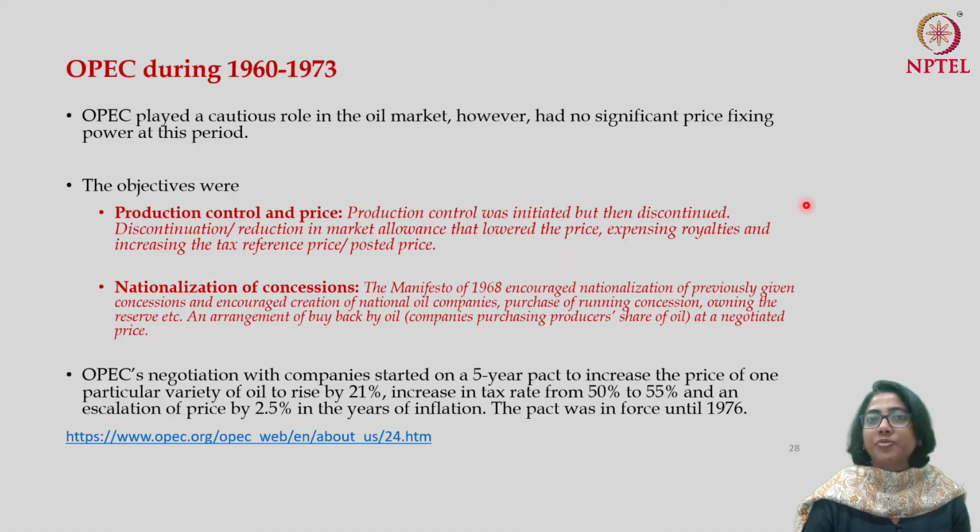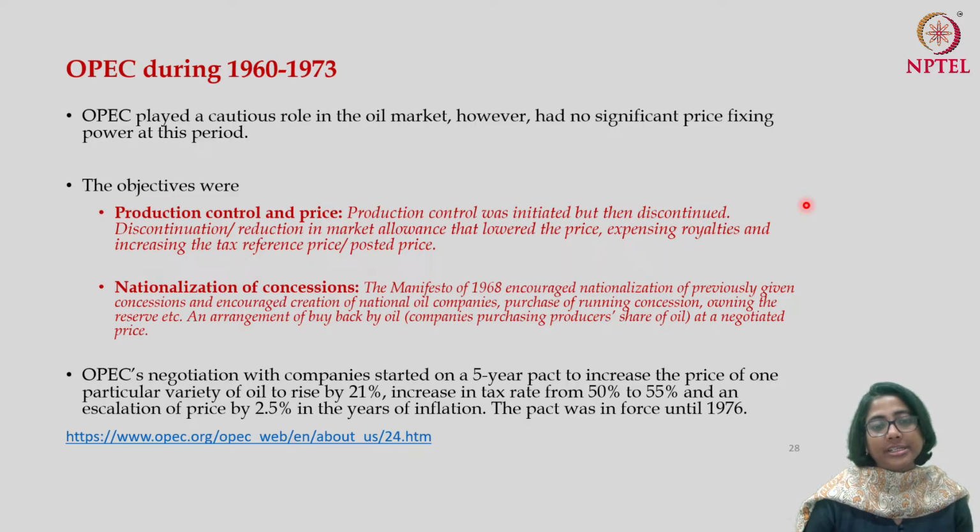You remember last week we discussed that whatever the posted price was, usually the market price was lower than that, because the selling companies wanted to give a number of concessions to the buyer in order to secure the sale of their product. They also worked on expensing the royalties and increasing the tax reference price, which was the posted price, which would be reflected in a higher market price. So this is one way that they worked.